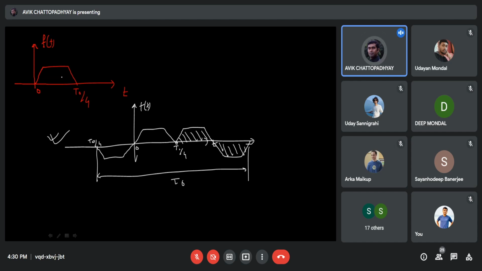Similarly, I can turn the same waveform around. As I said, the condition is that f(t) has odd ordered sine terms. Similarly, I can ask you to draw the waveform under the condition that f(t) has odd ordered cosine terms. Then it will be odd ordered cosine terms. When I say cosine, that means it will not be an odd signal.